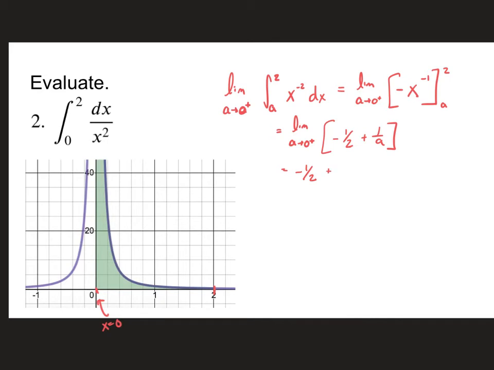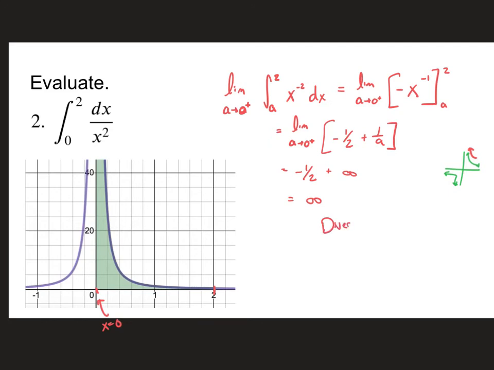Well, if I think of the graph of 1 over a, that looks like this, right? That's 1 over a, and I'm approaching 0 from the right-hand side. That's this way. So that right there goes towards positive infinity. And negative 1/2 plus positive infinity is in fact infinity. Wow! So what does this mean? That means that area is unbounded, and this is divergent.